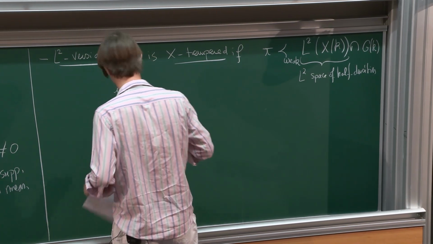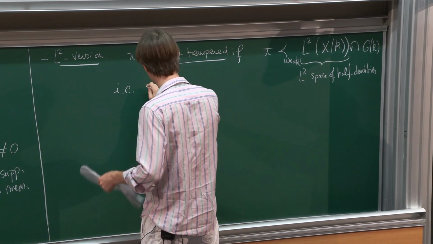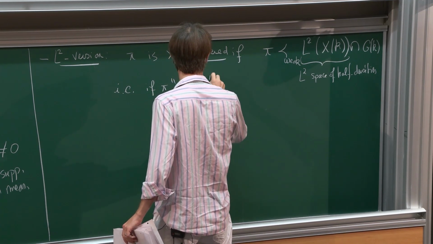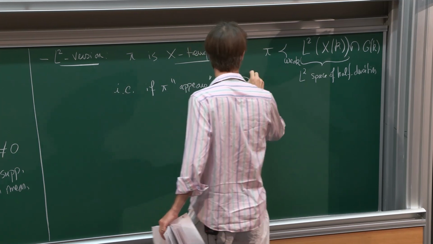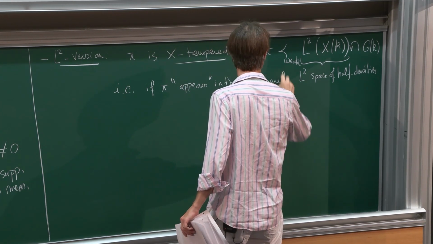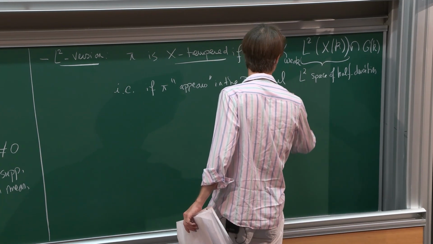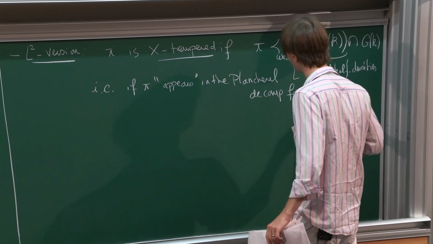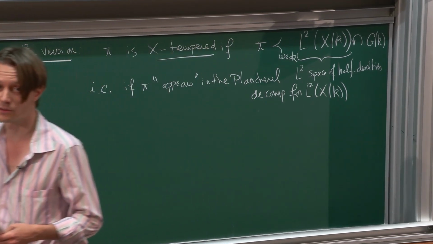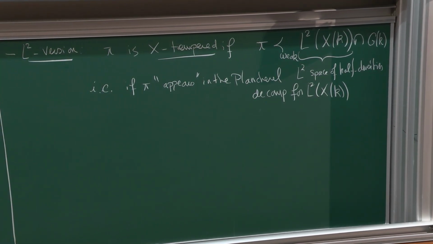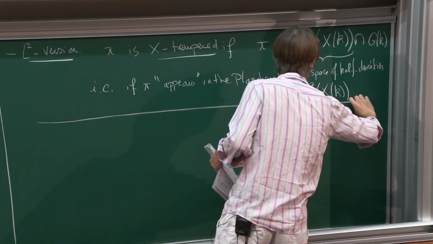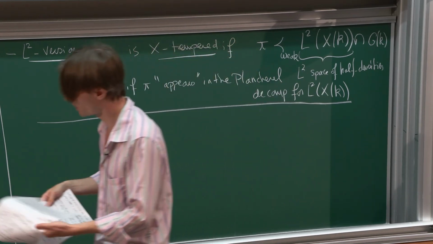And precisely, saying that phi appears in the Plancherel decomposition for this unitary representation. But I will go back to this in the second lecture and explain how you make precise sense of this. Okay? Okay, so these are at least two ways to make sense of the spectrum locally.